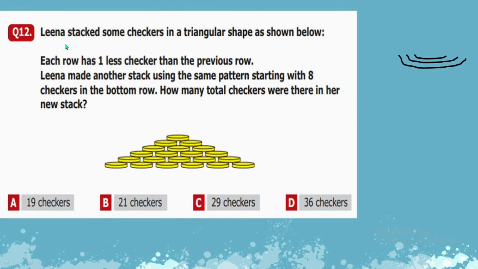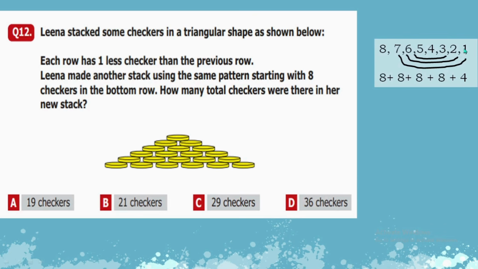Question number 12. Lena stacked some checkers in the triangular shape as shown below. Each row has one less checker than the previous row. Lena made another stack using the same pattern starting with 8 checkers in the bottom row. How many total checkers were there in her new stack? So we can write the combination like that, like there will be 8 checkers at the bottom row, so then 7 in the upper one, then 6, 5, 4, 3, 2, 1.